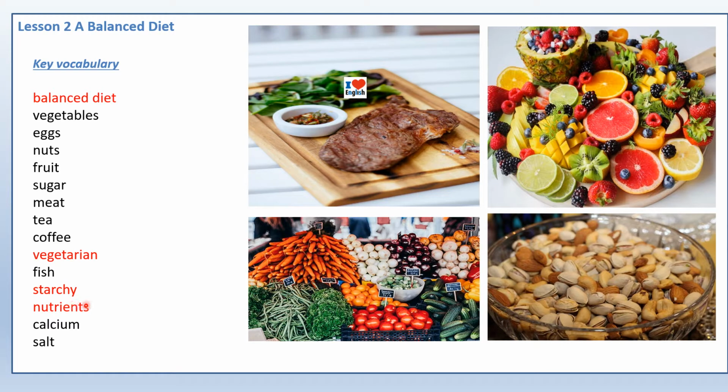Vegetarian. Who is a vegetarian person? A vegetarian is someone who doesn't eat any meat at all or any byproducts of animal slaughter. So vegetarian people don't eat meat. They only eat vegetables and fruit. They don't even eat fish.